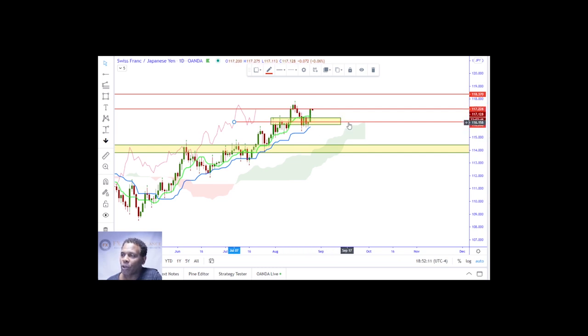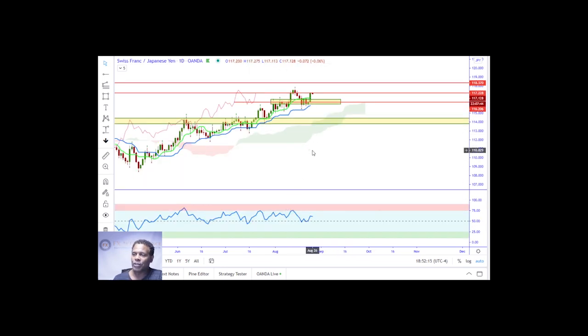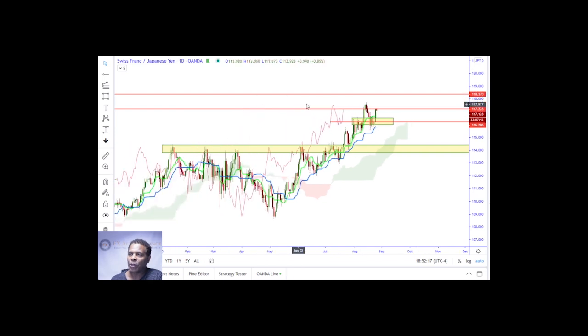All right. So we'll see if it violates this level. Then we'll just continue with this upside move. And I don't think we're going to get through this level up here. I think this zone is going to stop us.